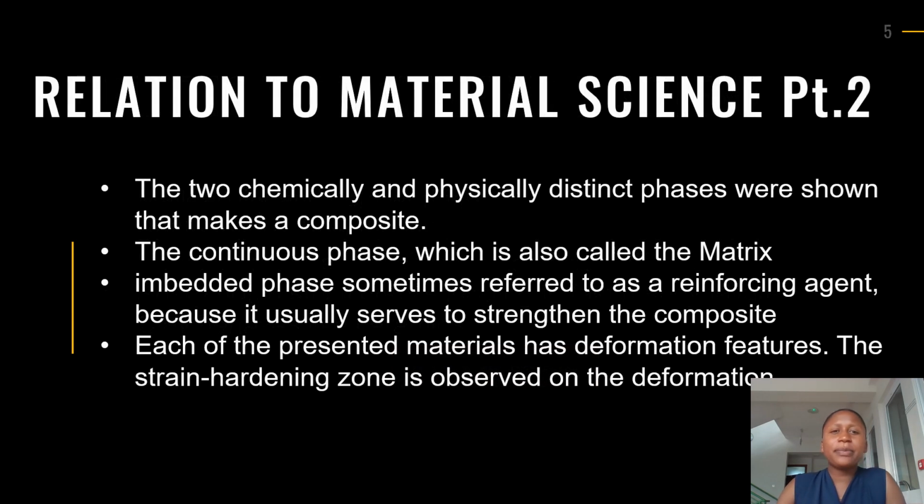So relationship to material science part 2, basically we are going to talk about composites. So two chemically and physically distinct phases were shown, and that makes it a composite. The continuous phase, which is also called the matrix in our case, was the clay, and the embedded phase, sometimes referred to as the reinforcing agent because it serves to strengthen the composite, were the fibers. And we had a chance to see how the two bricks that we made were different and how the fibers strengthen the bricks overall.